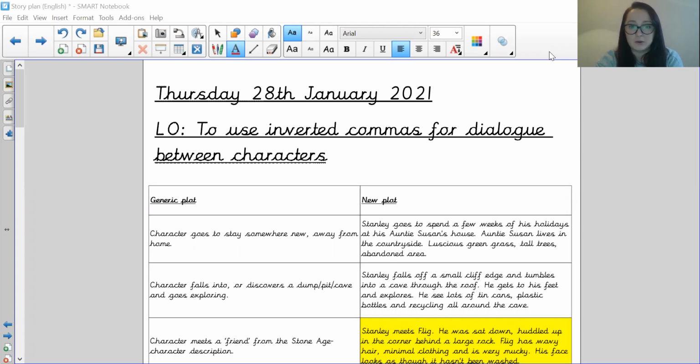Now today what we're going to be doing, we are going to be writing points 3 and point 4 from our plan, so we'll have a look at that in a minute. Our learning objective today is to use inverted commas for dialogue between characters. Now remember, when we use inverted commas, they are our 66 and our 99, and it starts the speech and finishes the speech as well.